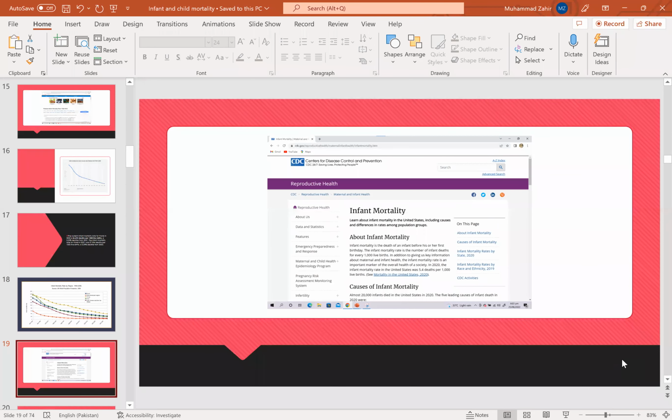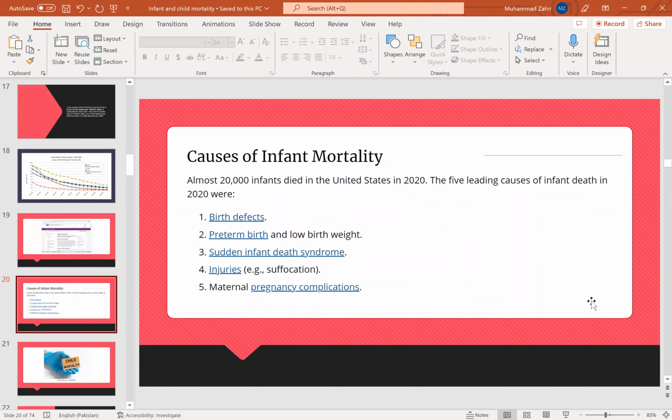According to the CDC, the five leading causes of infant mortality in the United States in 2020 were birth defects, preterm birth or low birth weight, sudden infant death syndrome, injuries including suffocation, and maternal pregnancy complications.